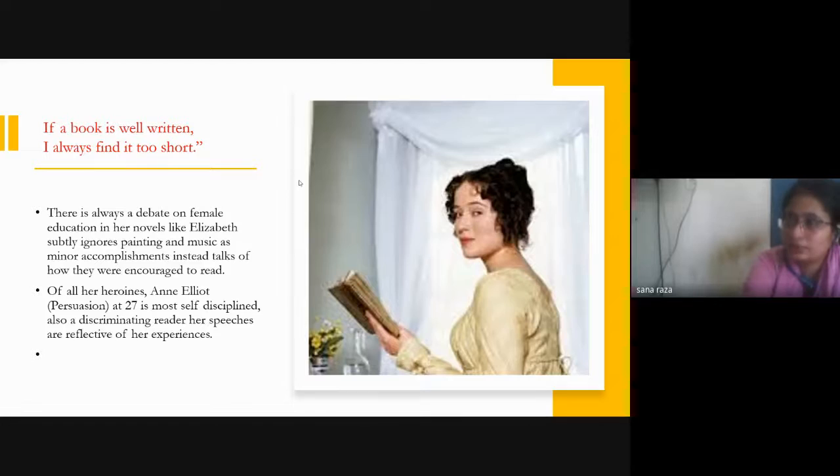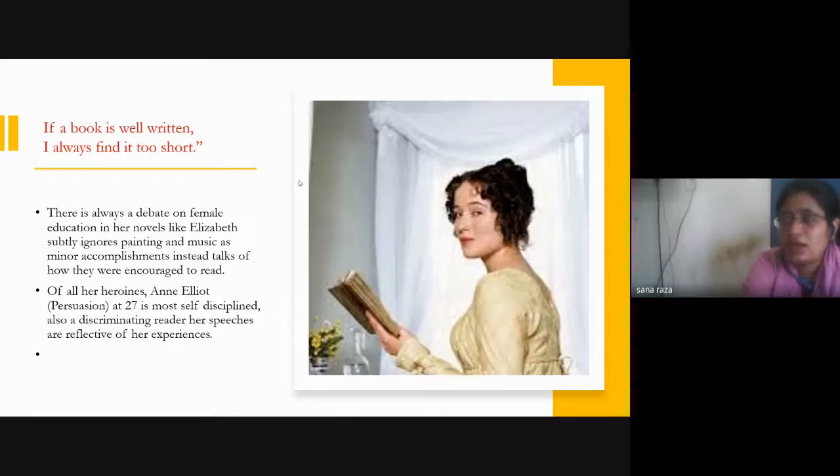There is always a debate on female education in her novels. Like Elizabeth certainly ignores painting and music as minor accomplishments. Instead, she talks of how they were encouraged to read. Of all her heroines, Anne Elliot, whom she has crafted basically on her own personality, at 27 is the most self-disciplined and also a discriminating reader. Her speeches are reflective of her experiences.